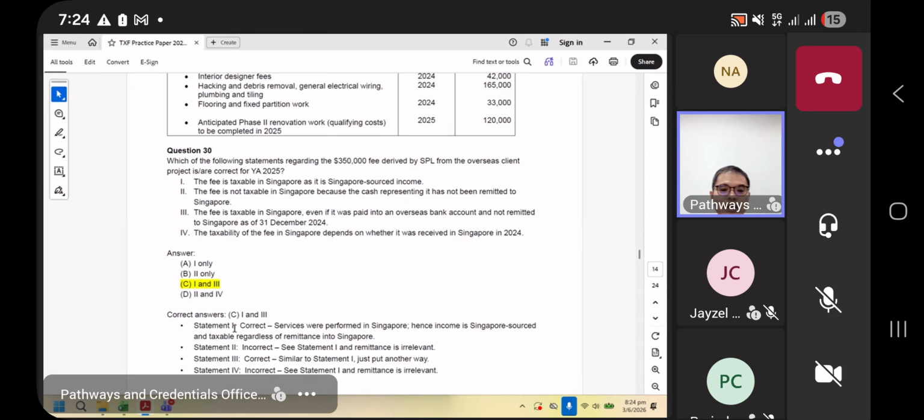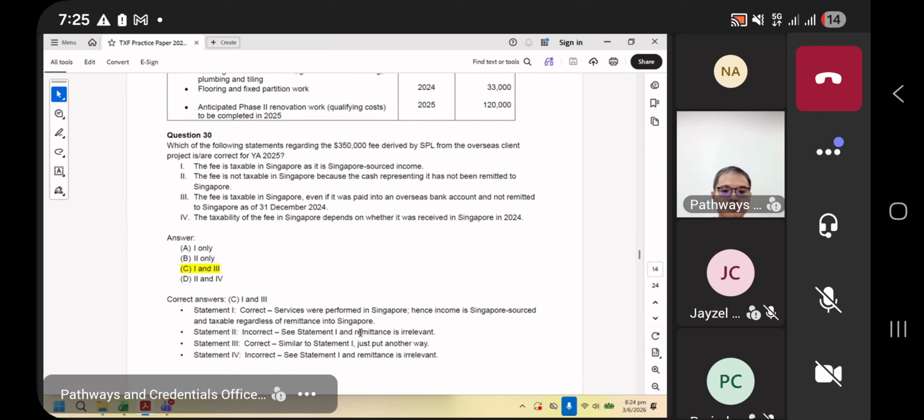Okay, so you can see that statement 1 is correct because it is considered as performed in Singapore, and hence it is sourced in Singapore. And of course, 3 is also similar to statement 1. So 1 and 3 are the right answer.